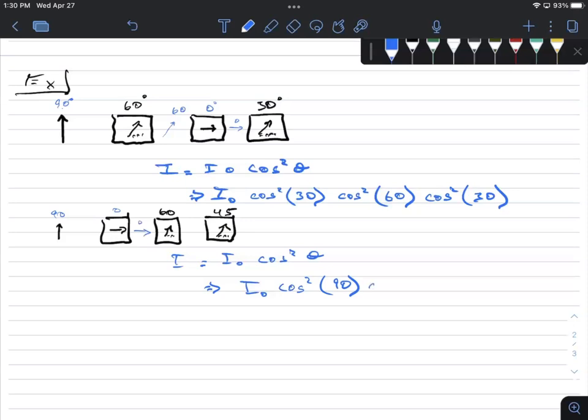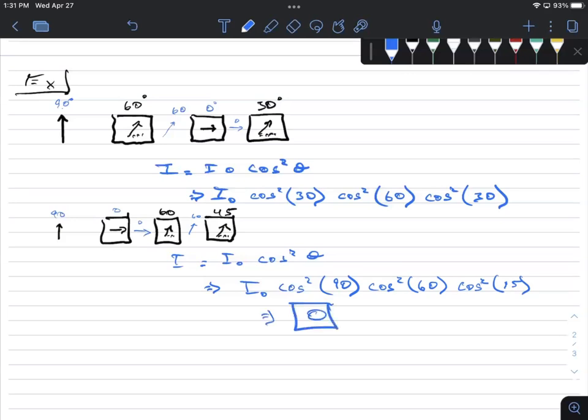And so I have another cosine because I'm trying to get through a second filter. I'm at 0, trying to get to 60. 0 minus 60 is 60. I'm now past him. I'm now at 60 degrees. And I'm trying to get through this last filter. So another cosine squared. 60 to 45 is 15. Okay. And so this I would plug in my calculator and get an answer. Now, I could tell you the answer without actually getting my calculator out. I can tell you the answer is 0.